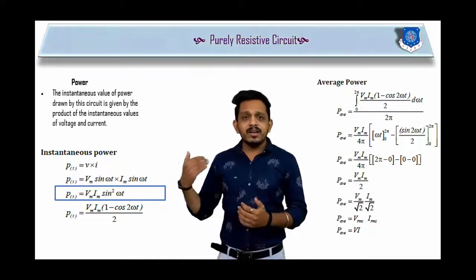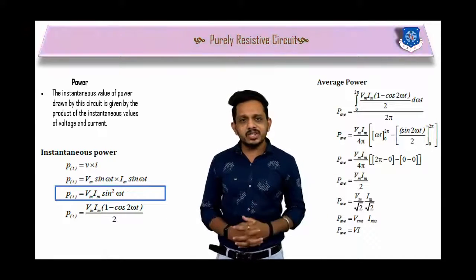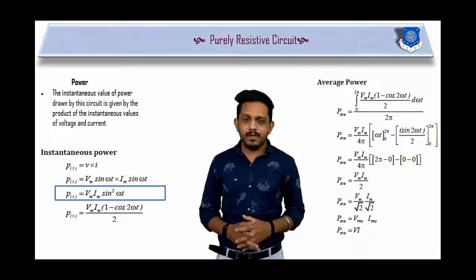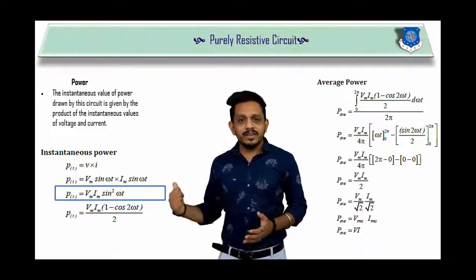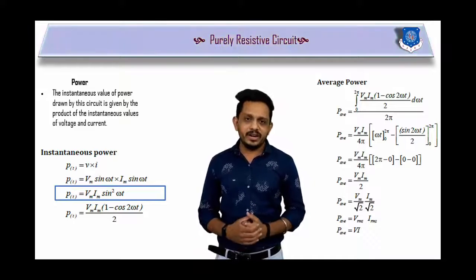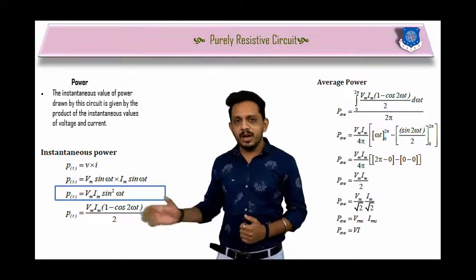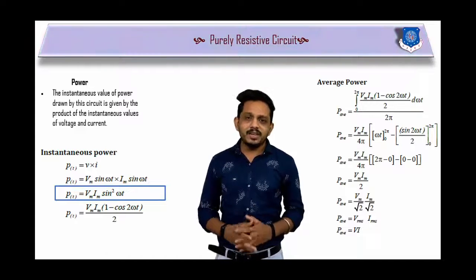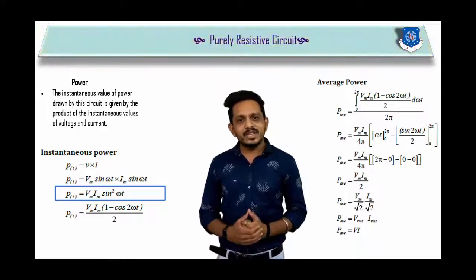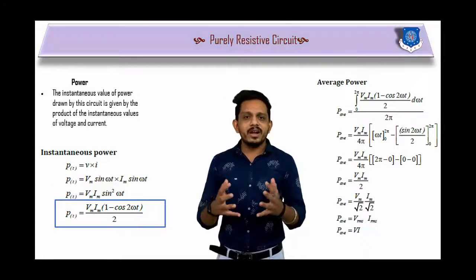Now, after obtaining this instantaneous power, we need to integrate it to get the average power. But we know that the term sin square omega t cannot be directly integrated. So for that, we have to use a mathematical formula for sin square omega t, which is nothing but (1 minus cos 2 omega t) upon 2.